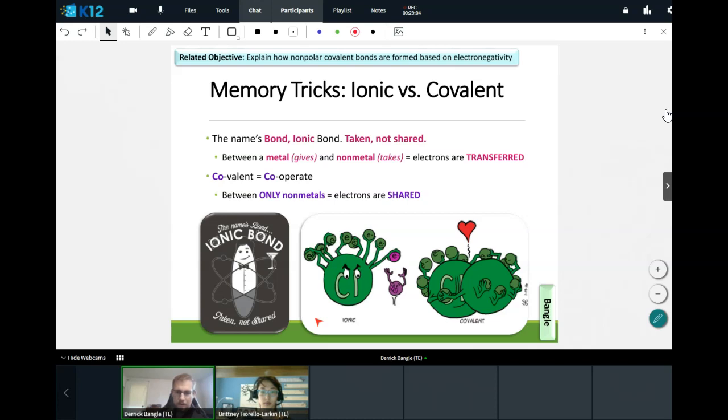So very cool. So for number 5 in our notes, let's write the words transferred and shared. Transferred and shared for number 5. All right, go ahead. Please remember to raise your hand when you're ready to move on.